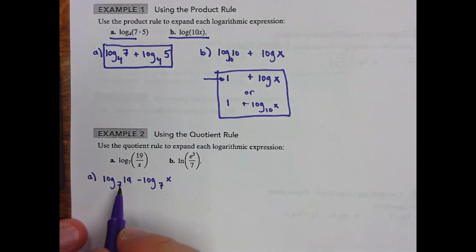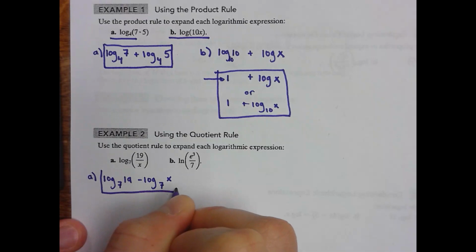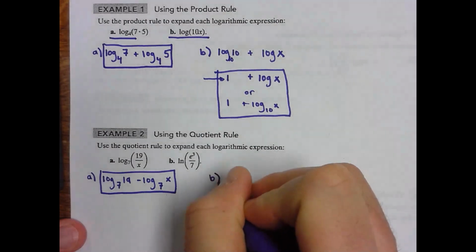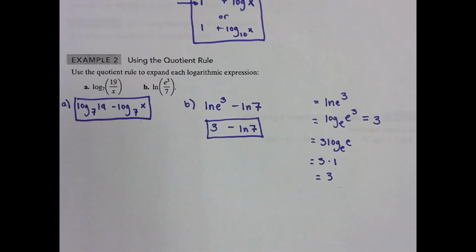I am going to check if I can take 7 to some power to get 19. Not any power that I can think of. It would be some long decimal. So that is considered expanded and simplified. All right. Why don't you all try part B? We'll go through part B in just a second. All right. So here's our expanded form.